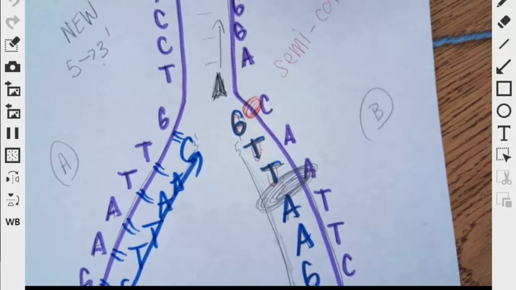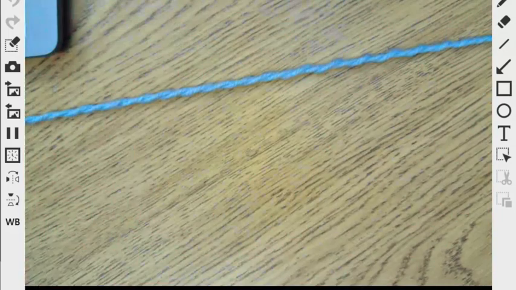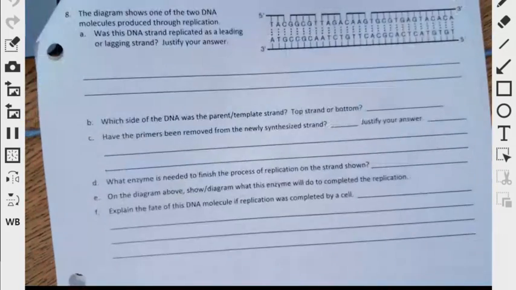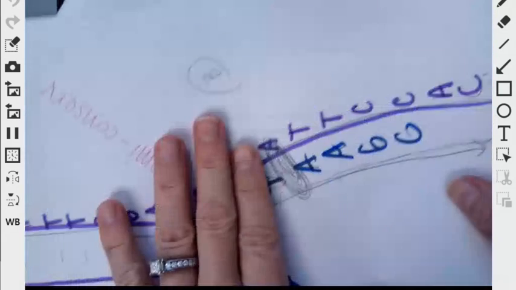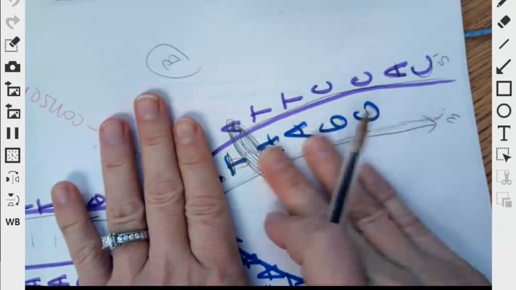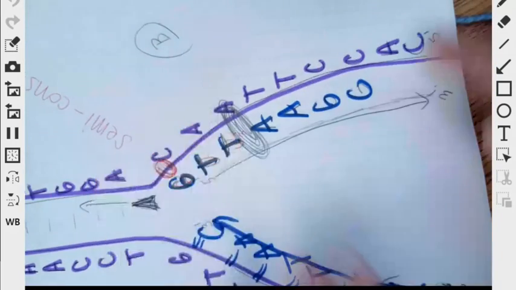All right, so let's go to number 8. This is on the 3rd page here. It says this diagram shows one of the 2 DNA molecules produced through replication. So it's just showing you like this. This is a double-stranded DNA. It's just showing you one side. Okay, so here's one DNA molecule.